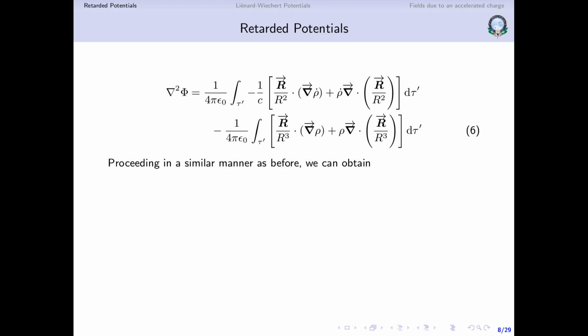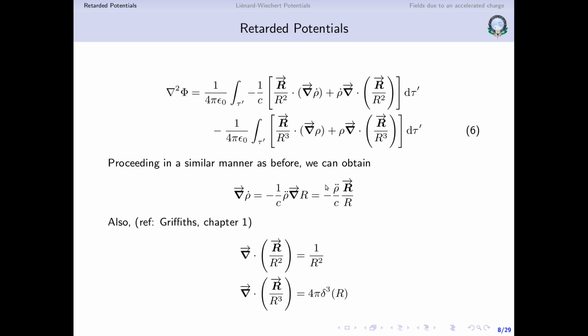So now we need to evaluate, because we already know what the gradient of rho is. We have already determined this, but here we find that there is not only a gradient of rho, there is also a gradient of rho dot. So we can proceed in a similar way as before, and we can show that the gradient of rho dot will turn out to be equal to minus rho double dot by c into vector r by r. It can be shown. I'll leave this to you as an assignment. You can try this out and obtain this particular result.